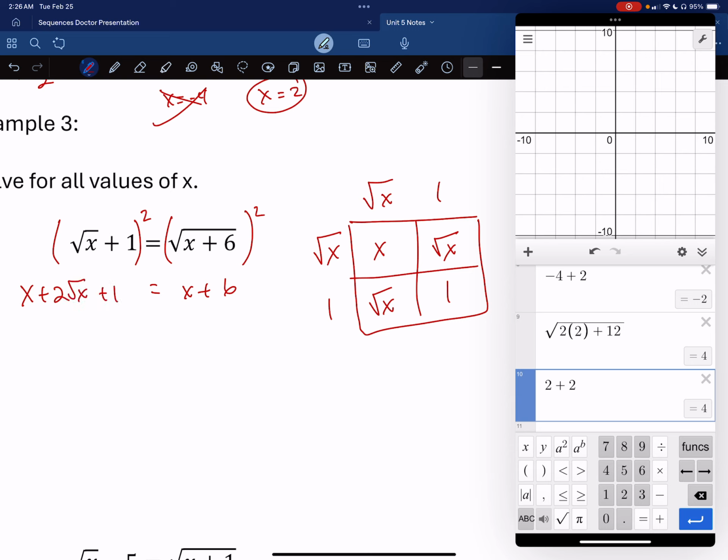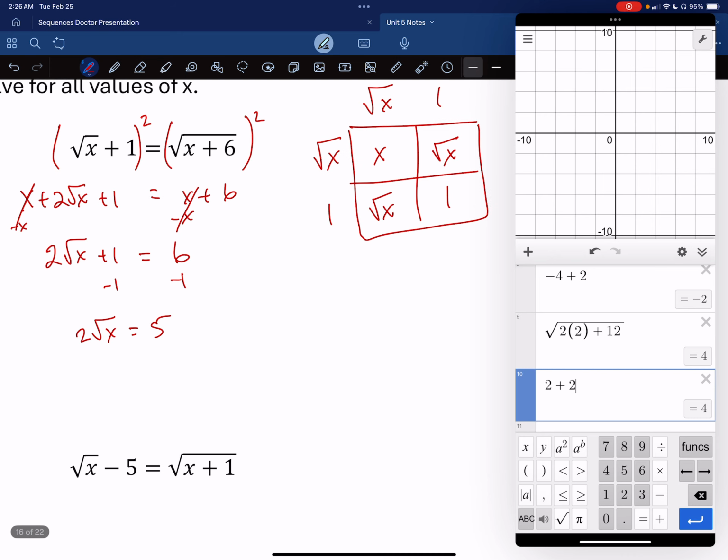Okay? Then start moving things, right? And I'll start by moving this negative x, moving that x over. These are both going to cancel out. We're left with 2 square root of x plus 1 equals positive 6. Move the 1 over. Right, now we have just an x. We have 2 square root of x equals 5.